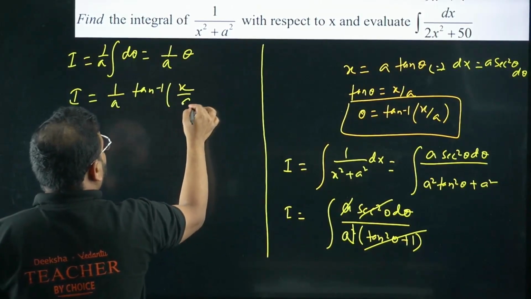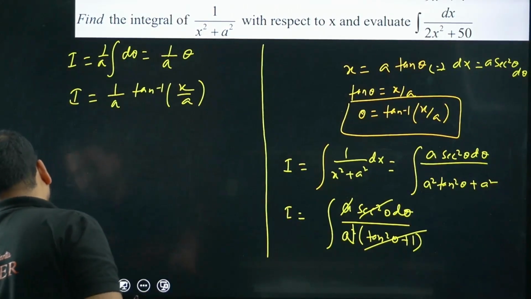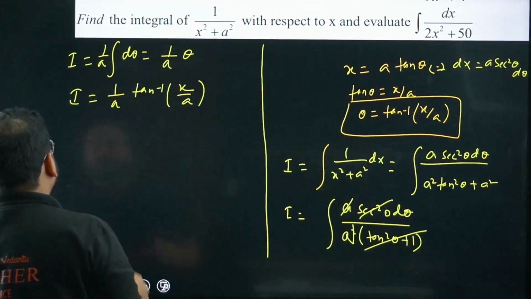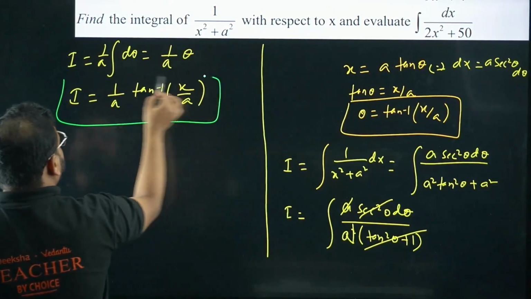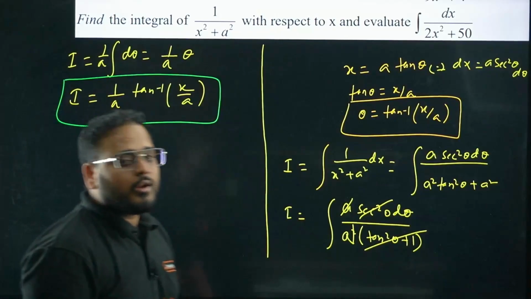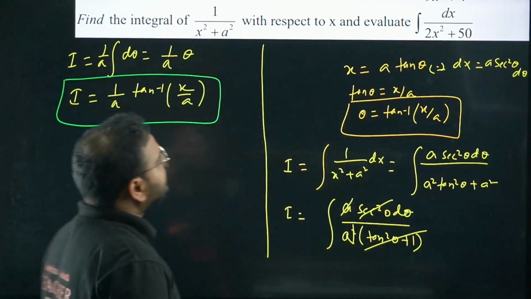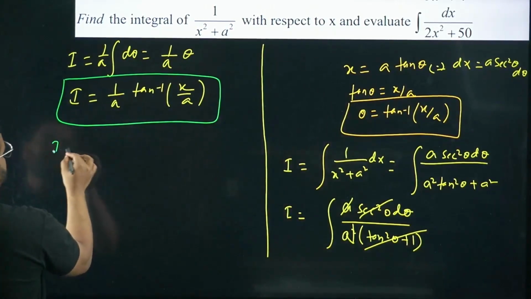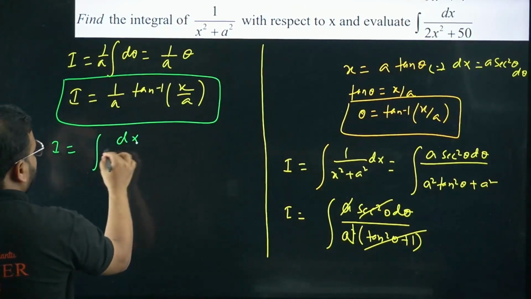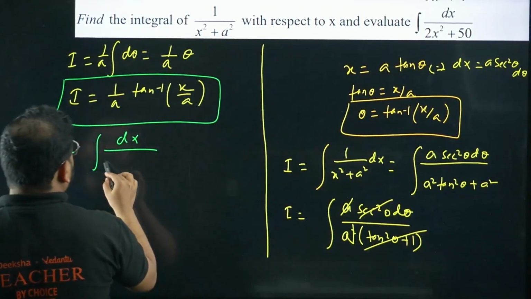This is your answer. Have a look. This is your answer, sir. Okay, great. Now what are they asking? Second part, integral of dx upon this. So I equals to integral of dx upon... can you take 2 common, sir? It will be easier then.